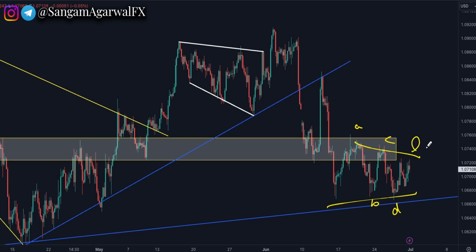Wait for downside breakout. When it makes a new lower low, then you can buy, because in that condition that will be a trend line retest of the daily chart.